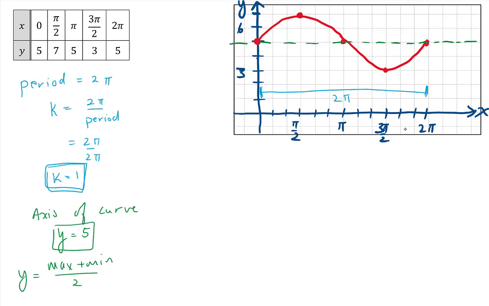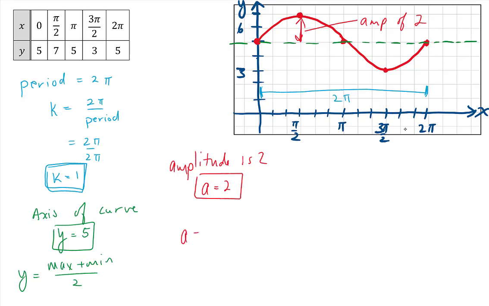That would also find you the axis of the curve. Next up, find the amplitude. Again, from the graph, that's easy to see. We see we have an amplitude equal to 2. So that means our A value is equal to 2. And again, a formula to find the amplitude is that A is equal to the max minus the min divided by 2. And finally, we need to determine the phase shift.